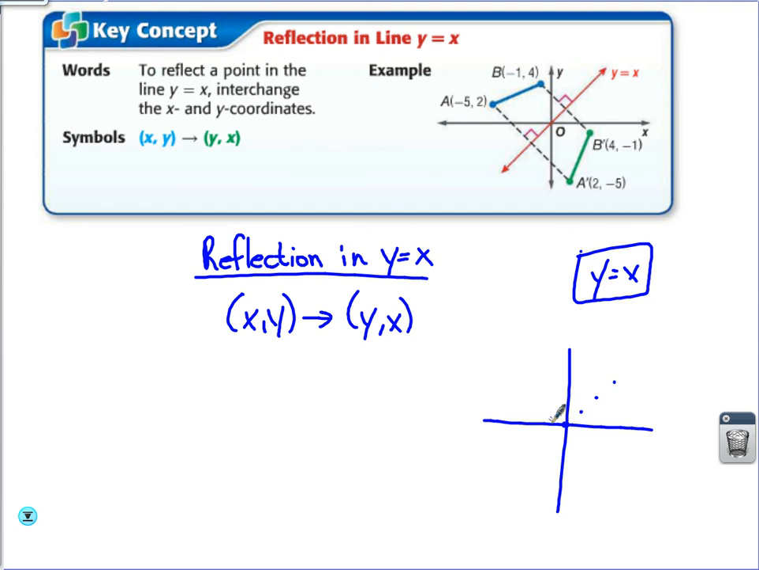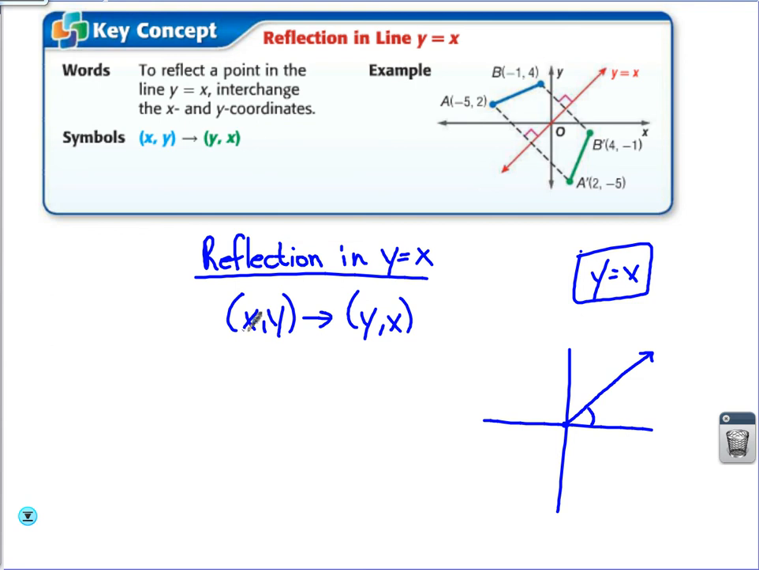The x and y-axis form two perpendicular lines. If you drew the line y equals x, you're rising 1, running 1, rising 1, running 1. You're running and rising the same amount. You remember how big that angle was? 45. It splits the x and y-axis. The line y equals x is a perfect split between the x and y-axis. So that's what we're reflecting across, and it's really easy.